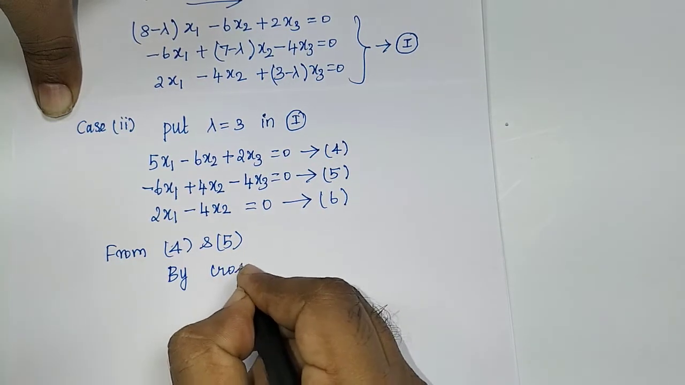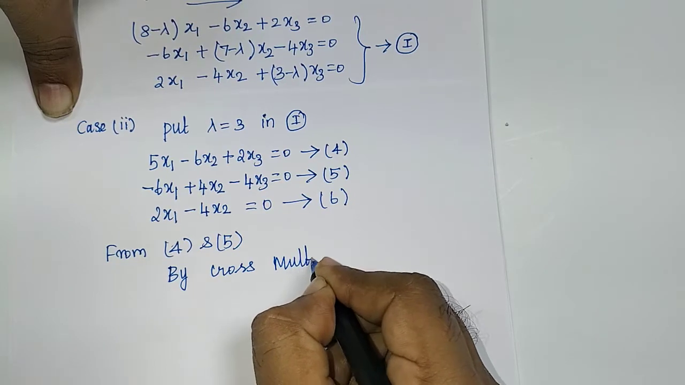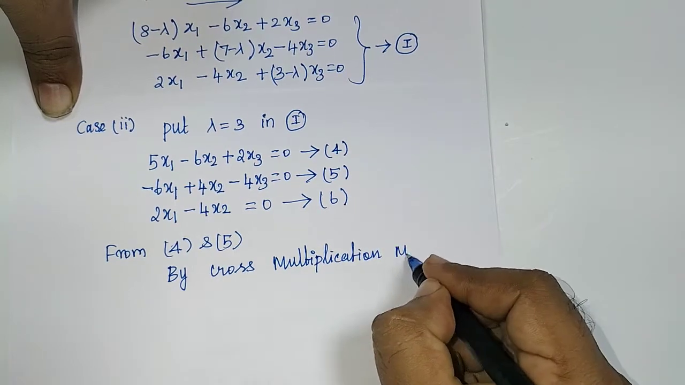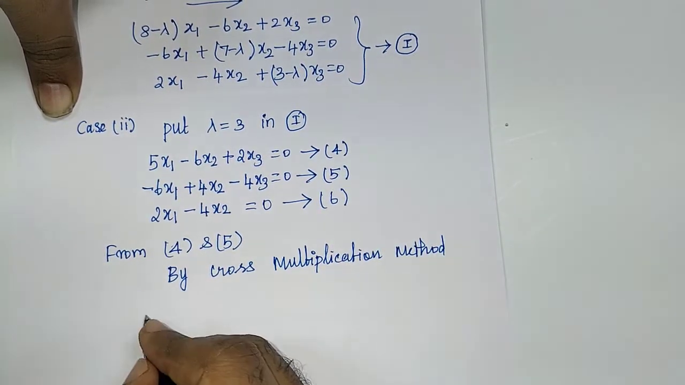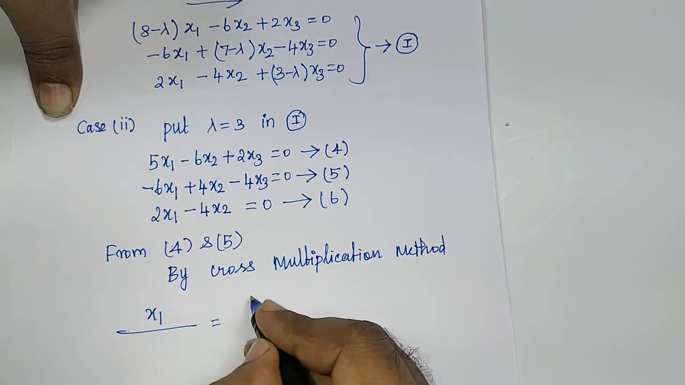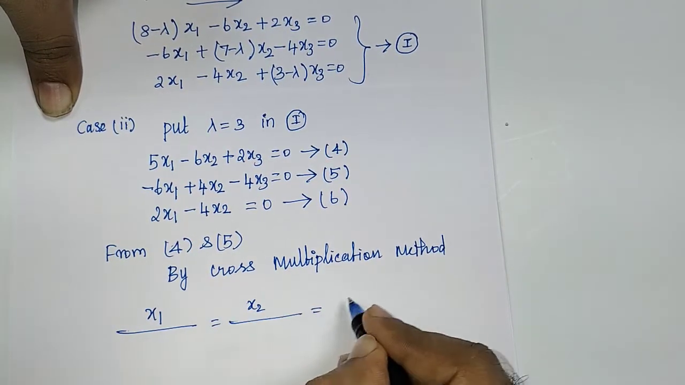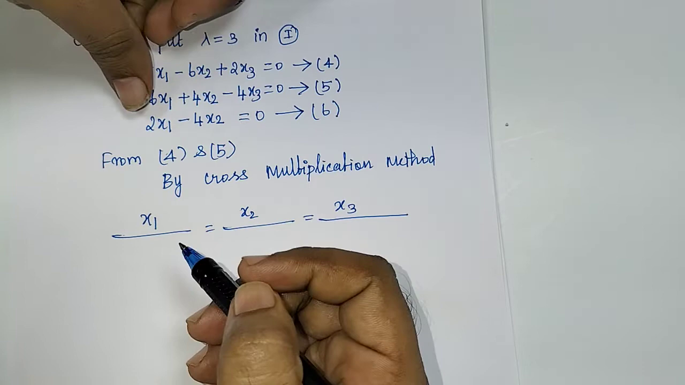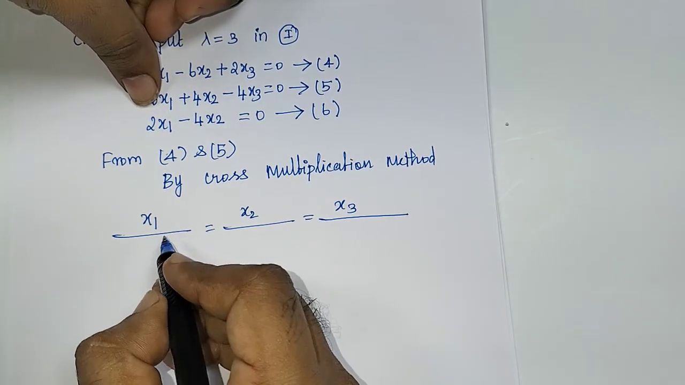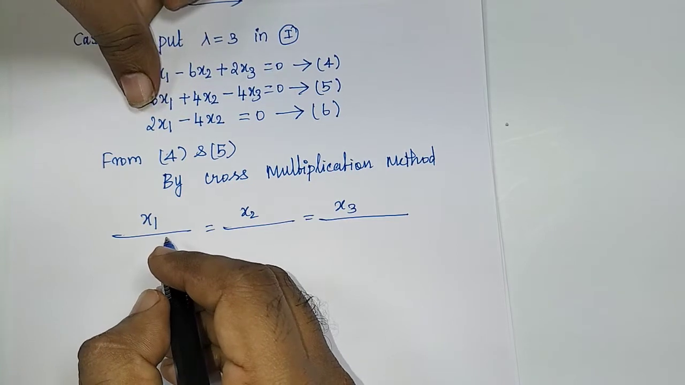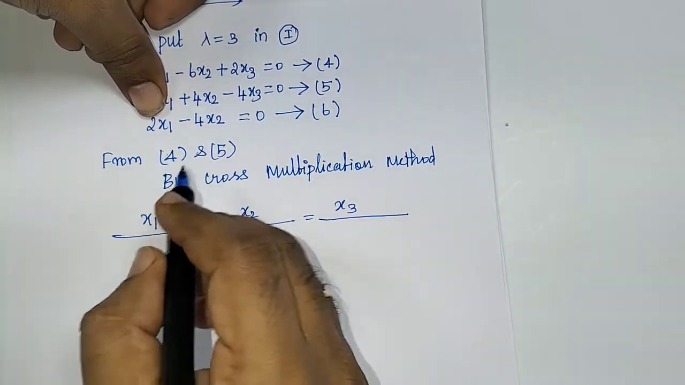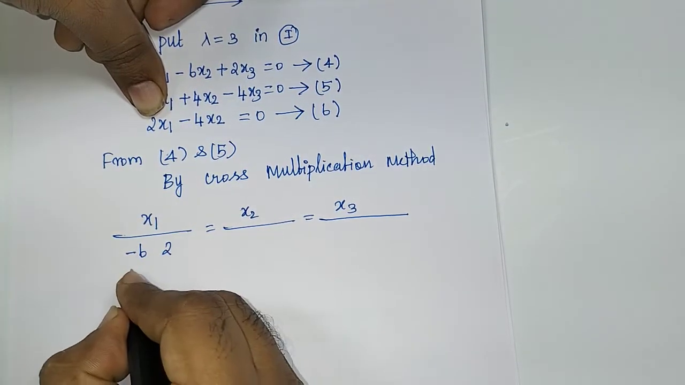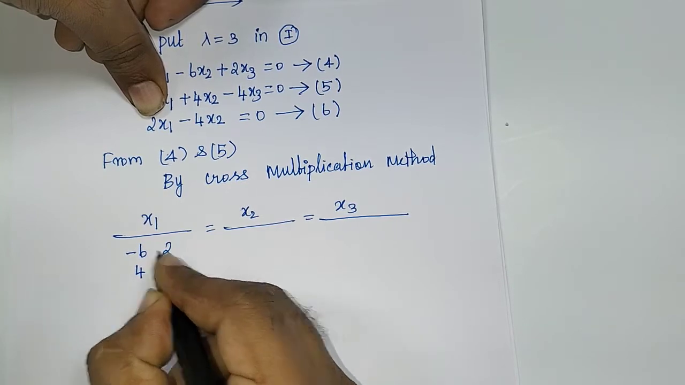By cross multiplication method, I'm finding x1, x2 and x3. So I'll consider equations 4 and 5. First I'm going to find x1. So omit the x1 coefficient, remaining you can write in determinant form. So the coefficients are minus 6, 2, plus 4, minus 4.